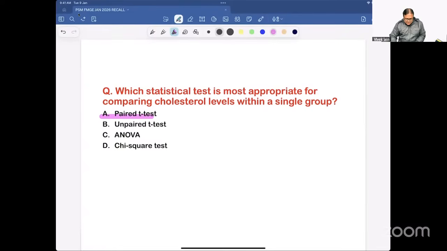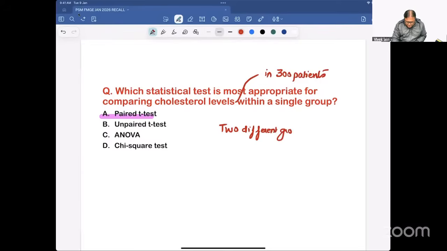So let's look at this. This is within a single group. Any number of people may be there, comparing cholesterol level in 300 patients, you are saying. If it was two different groups, then it will be unpaired. So you have to confirm whether it was comparing cholesterol level in a single group or two different groups. If it is two different groups, then the answer will become unpaired student t-test. Okay, it was before and after. So let us go by the original. Students have confirmed it is paired student t-test if it was a single group.